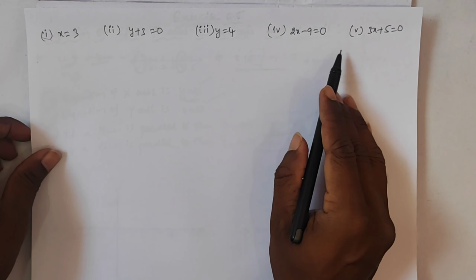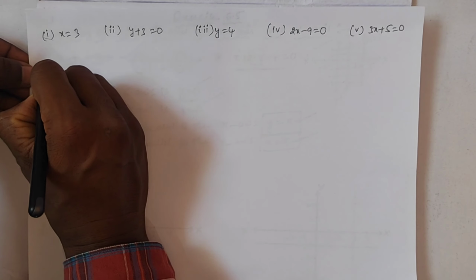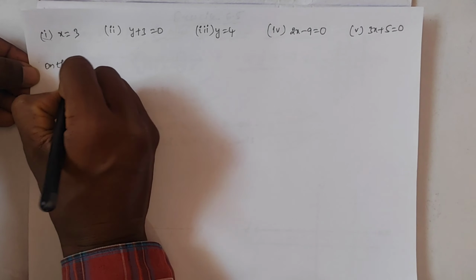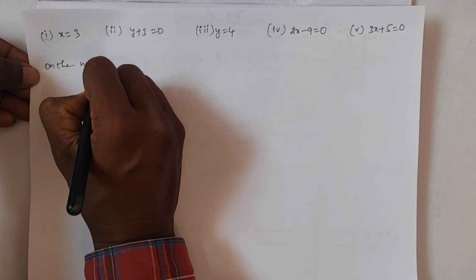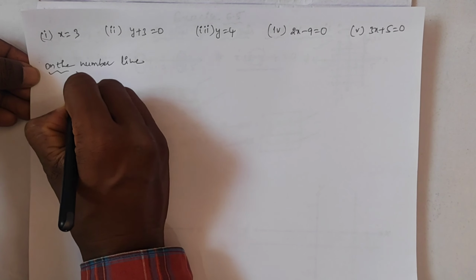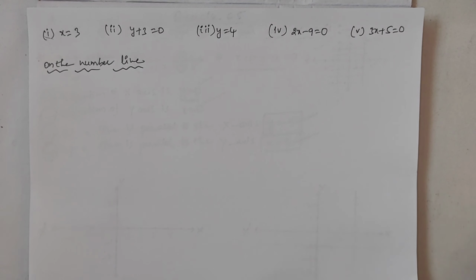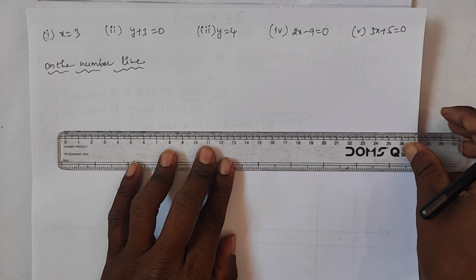Here are the first five questions. First, this one I will represent on the number line. I will represent all of these on the number line. So the first one is x equals 3.